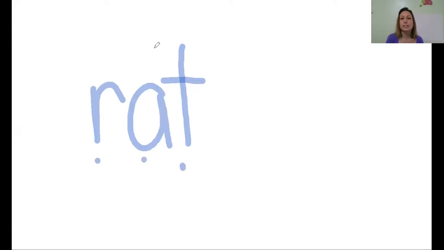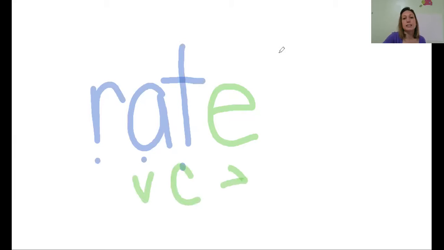We have at, rat. But if I take an E and put it on the end, I now have two vowels in our word. I have a vowel, a consonant, and an E. This gives us a long A pattern. Now my A is going to say A. It's going to say its name, and my E is going to be silent. So I have rate. That E makes the A say its name.